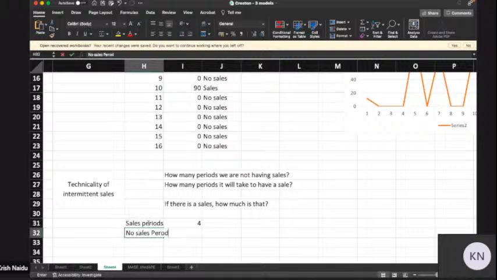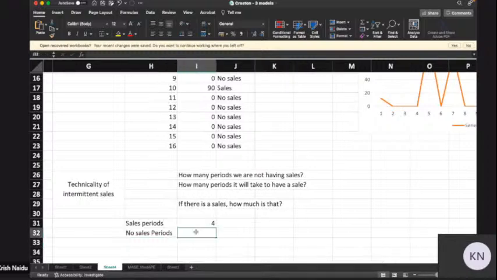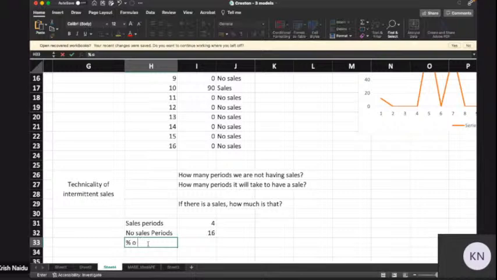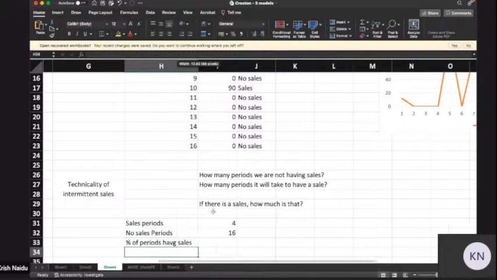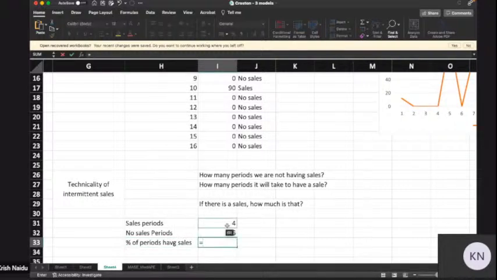Now I'm going to calculate the no-sales periods. The total number of periods is 16. What is the percentage of periods having sales? That is 4 upon 16. You see, we have only 25% of the periods having sales.